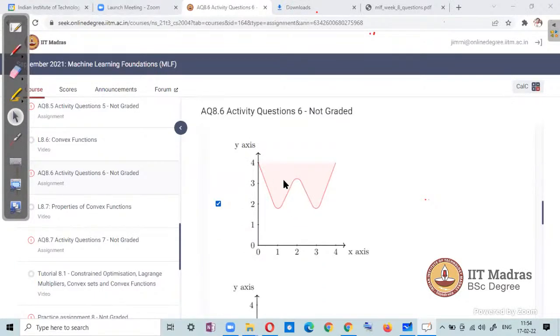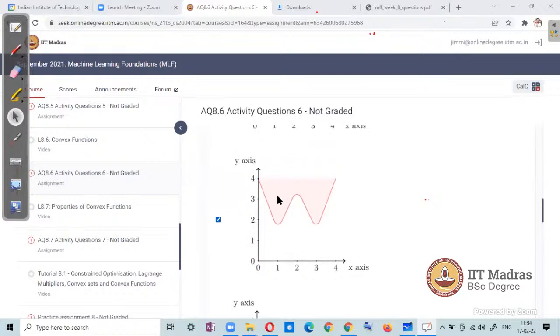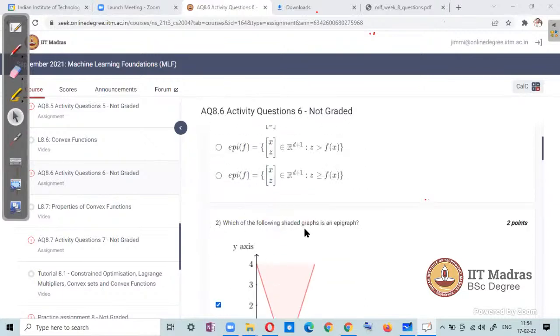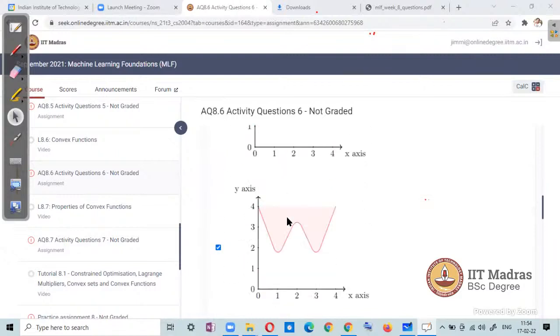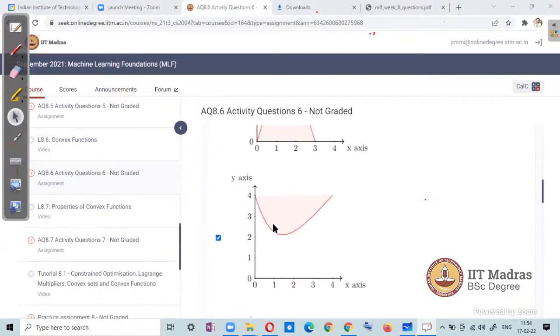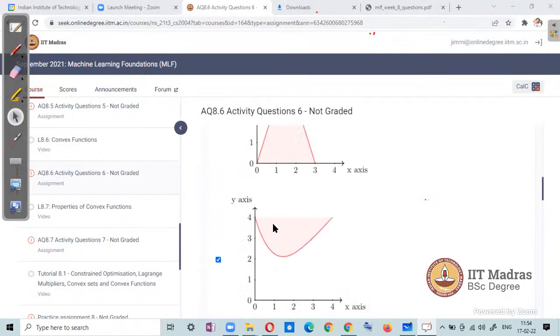So it will not be a convex set, then. It will still be an epigraph, but it won't be convex. Exactly, whatever you guys said is correct. This is an epigraph, but this is not a convex set. Exactly. This second graph, this one.